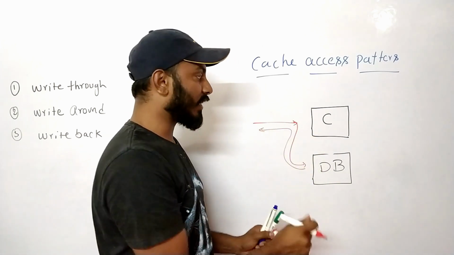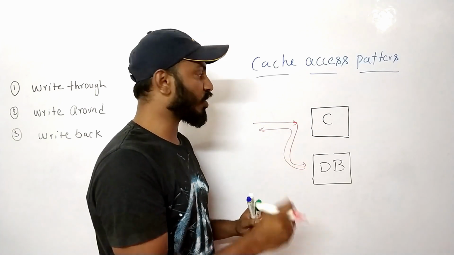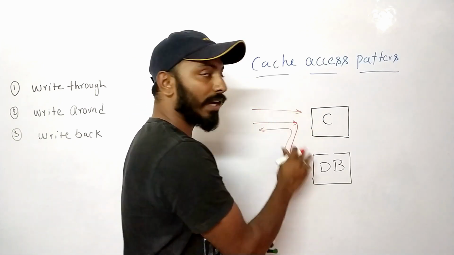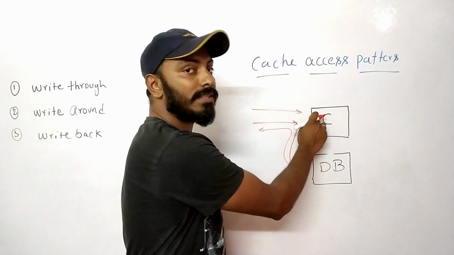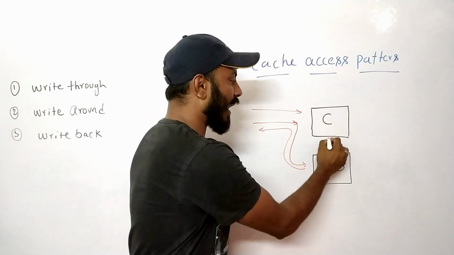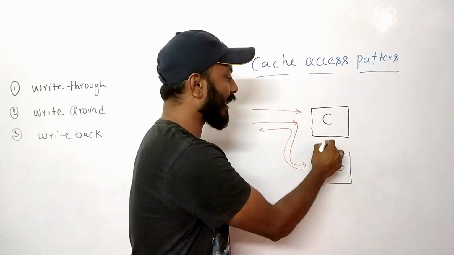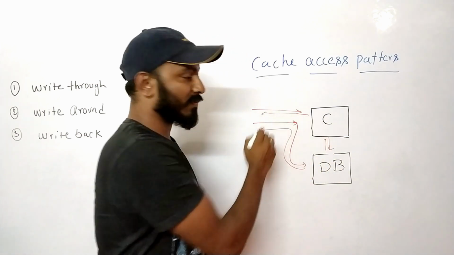The data will be sent to the cache or retrieved from the cache only when there is a read request and the cache miss happens for the first time, and then the cache will get that data back and save it in the cache, and then it responds.